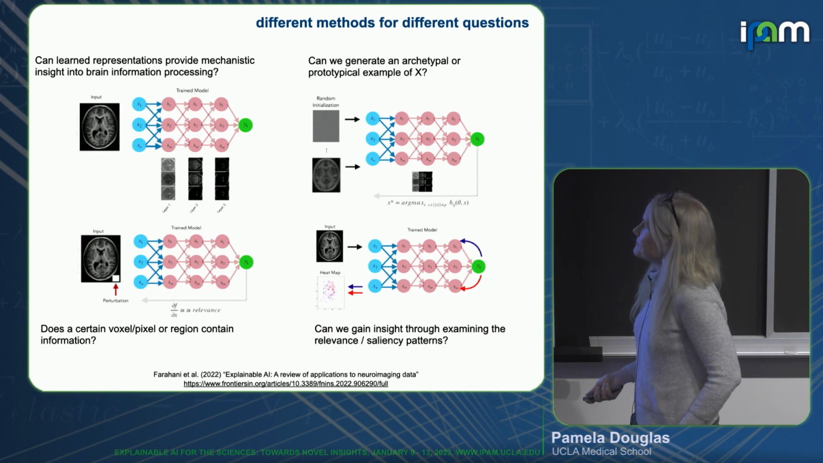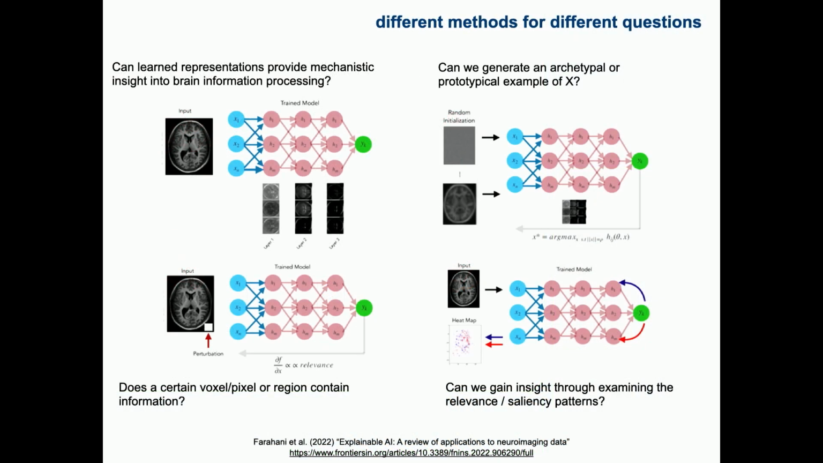Another question, can we generate an archetypal or prototypical example of something? So of an ADHD brain, let's say, or an autistic brain. This would be very useful for radiology students, providing archetypal examples of different diseases and different conditions.